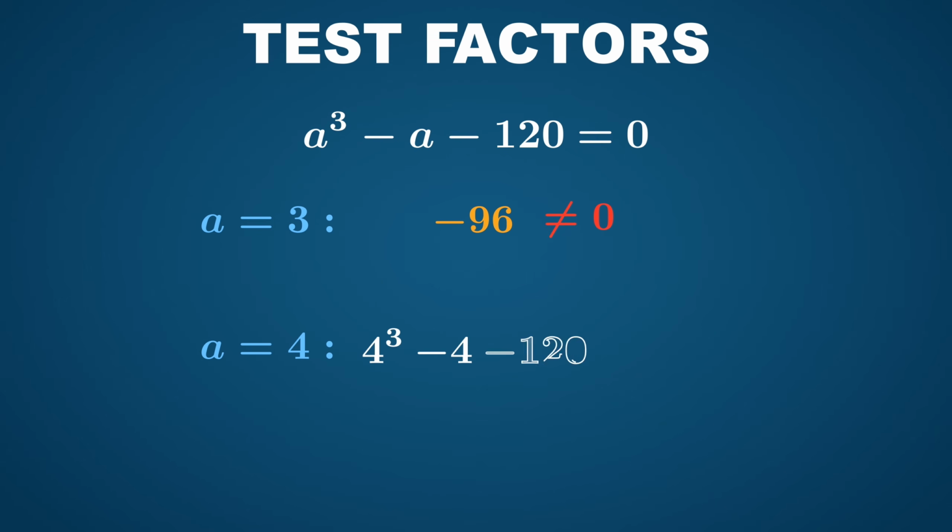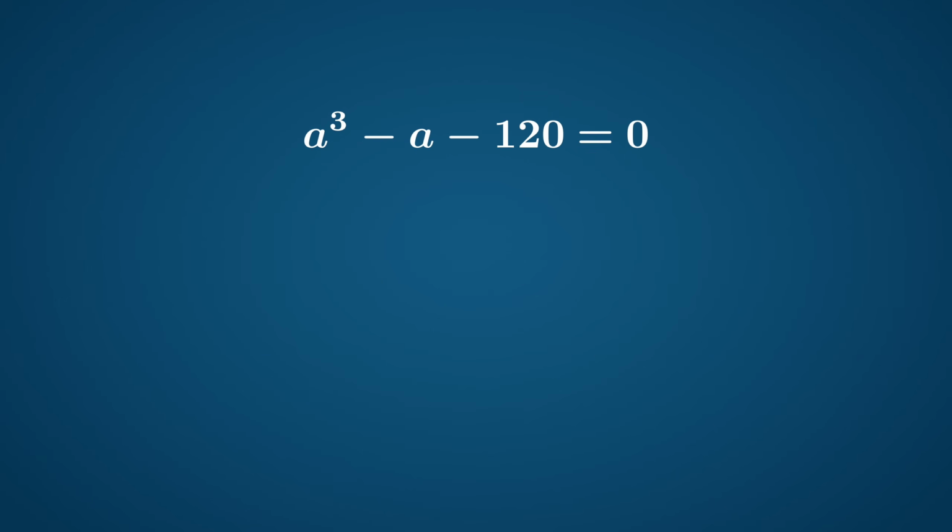We will now test the value a equals 4 in the cubic expression. We plug 4 into the a cubed term to get 64 as our first piece. We subtract 4 from 64, giving exactly 60 as a result. 60 minus 120 equals exactly negative 60. Since negative 60 is not 0, 4 is also not a root. We are getting closer, but we need to check the next factor.